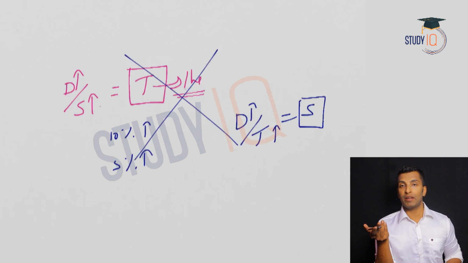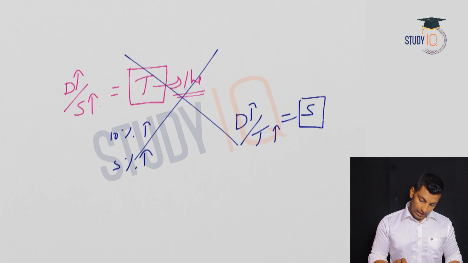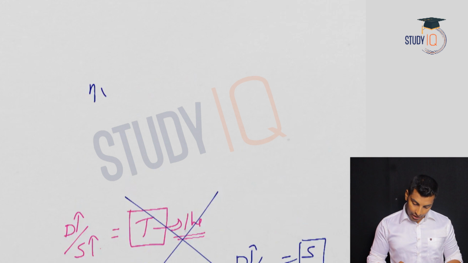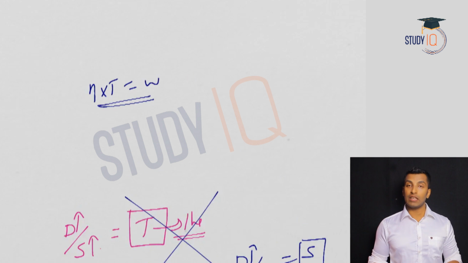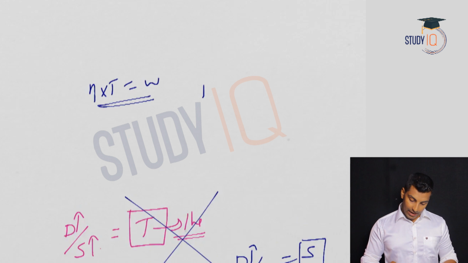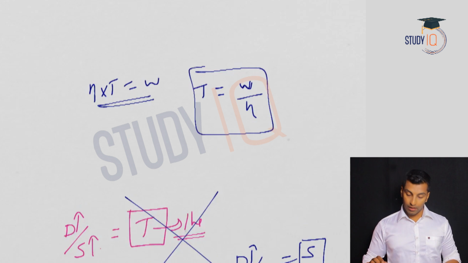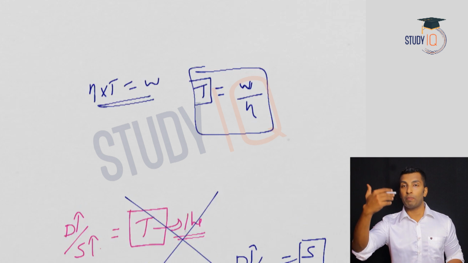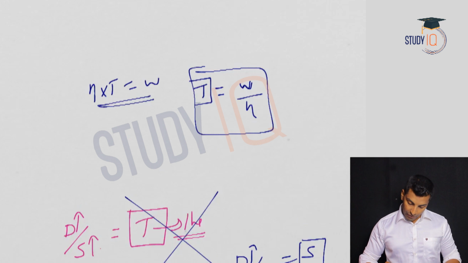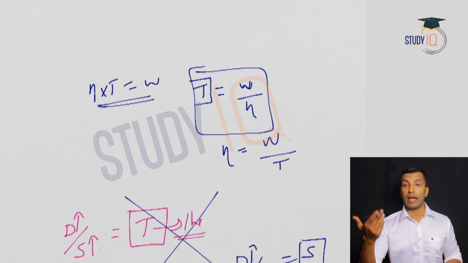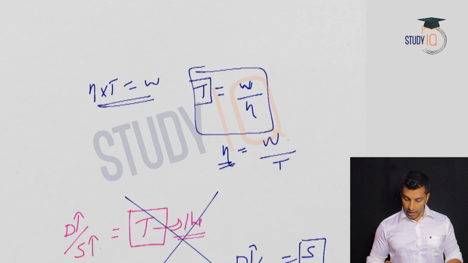Same is the case with time and work. Okay, so see, efficiency into time is equal to work. This is inversely proportional. But if I write time is equal to work by efficiency, then this is directly proportional. So if time is fixed, then if you have more work, you need more people. Or if efficiency is fixed, if you have more work, you have to take more time. I hope this is clear. So the proportion will vary accordingly.